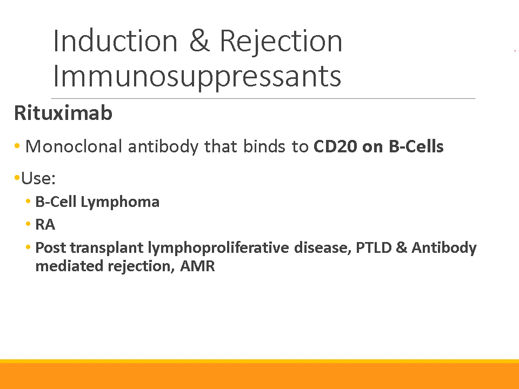Next, we'll talk about rituximab. Again, MAB, so this is a monoclonal antibody. Rituximab is a bit more versatile than the other agents we've talked about thus far. It is used for prevention of rejection or treatment of rejection, but it's also used in various other diseases as well. So rituximab is a monoclonal antibody that binds to CD20 on B cells.